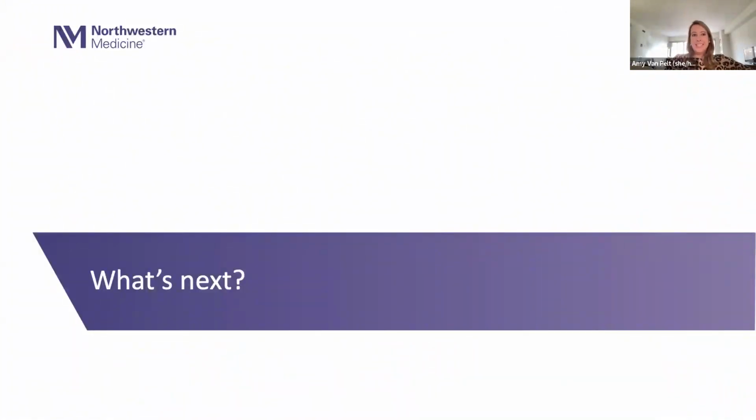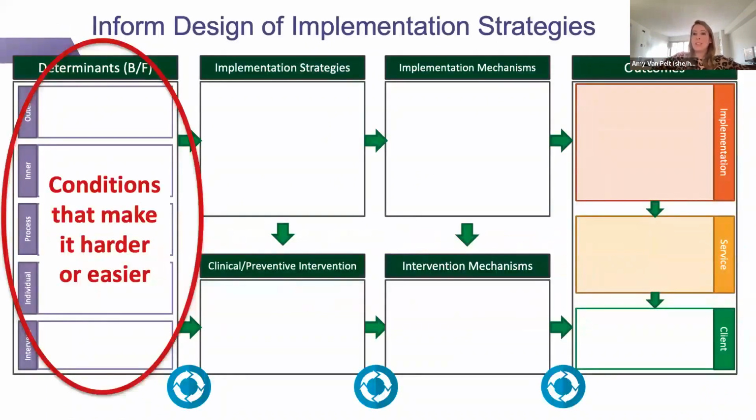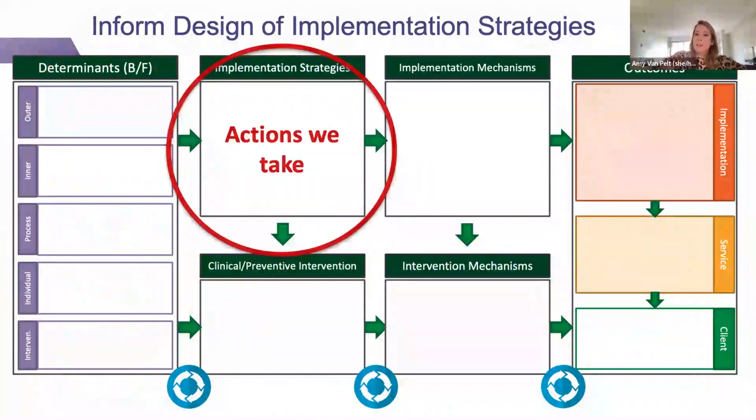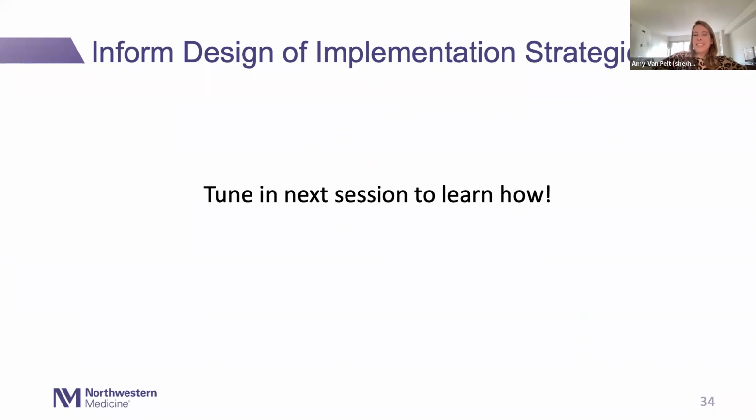So what's next? I think we're right on time with maybe 2 minutes left. So today we learned that implementation determinants are the conditions that make it harder or easier to implement the thing. And this is all about the context in which the thing would be implemented. And we can leverage this information to inform the development of implementation strategies, or the actions that we take to implement the thing. And stay tuned for next week. I believe Dr. Carroll will be explaining this in detail.